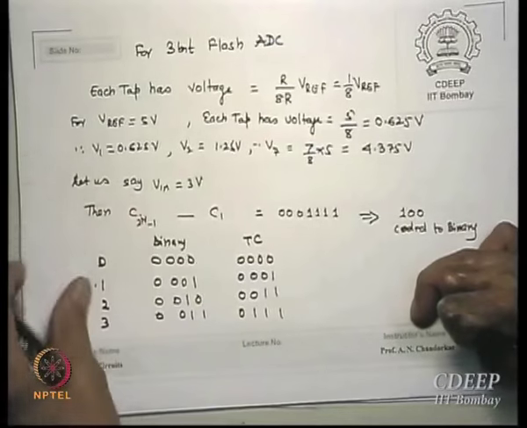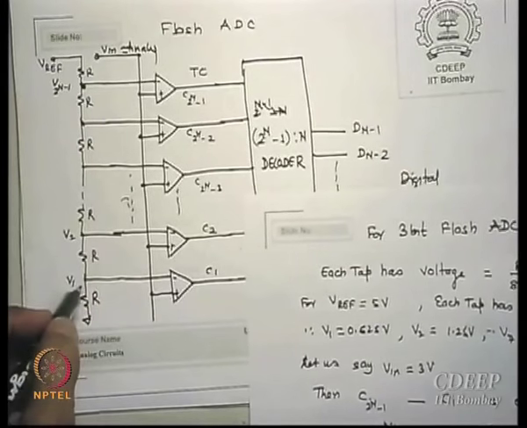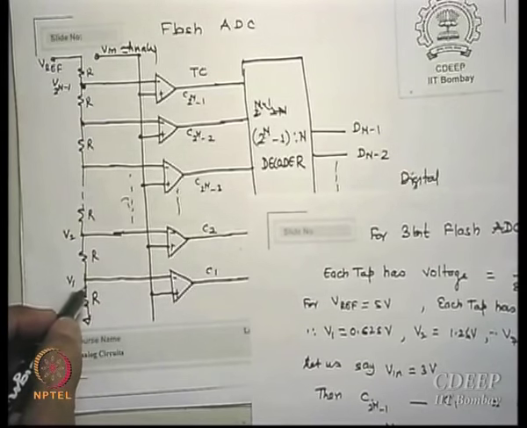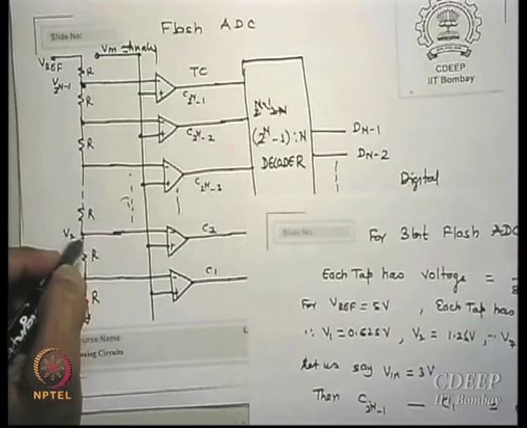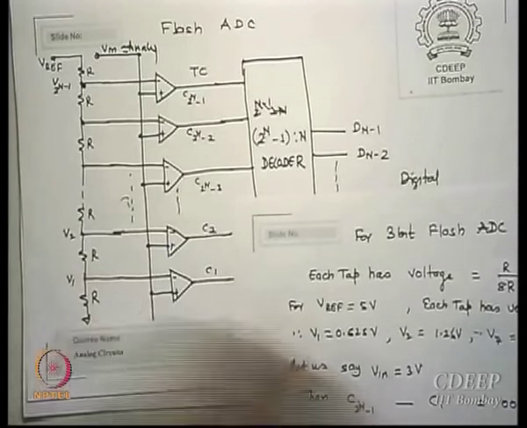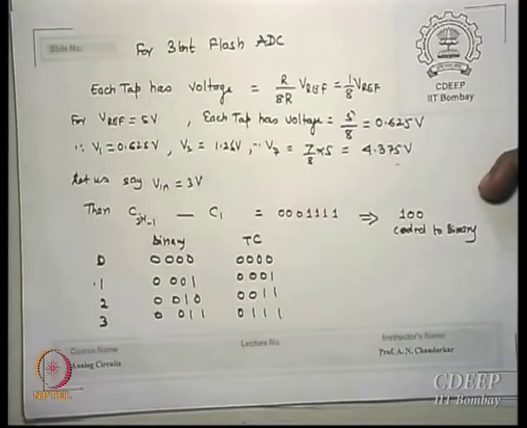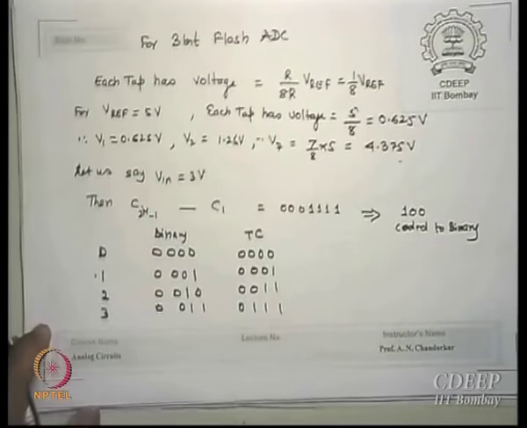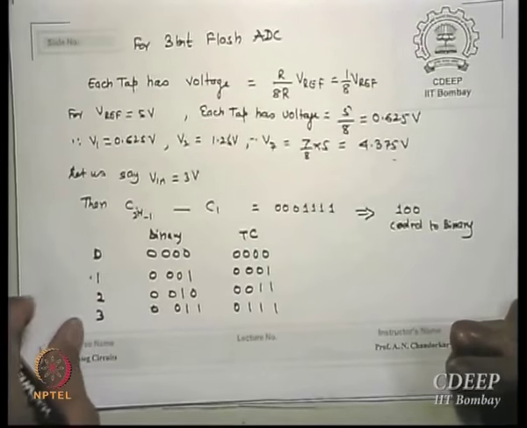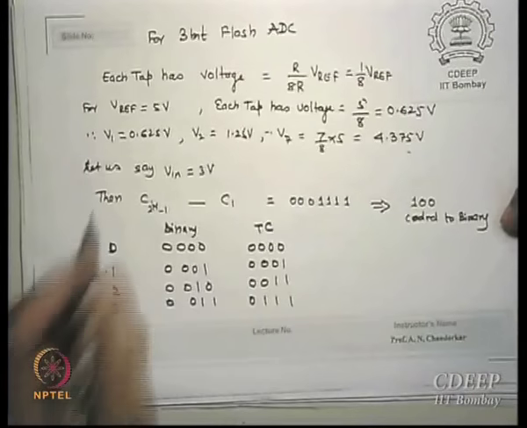So pehla jo V1 hoga, यहाँ पर, सॉरी उल्टा बताया मैंने, यहाँ पर होगा R upon 8R मीन्स 0.625, यहाँ 1.25, and to keep putting as many bits. Like for example V7 will be 7/8 × 5 which is 4.375 volts. Let us say Vin is 3 volt.